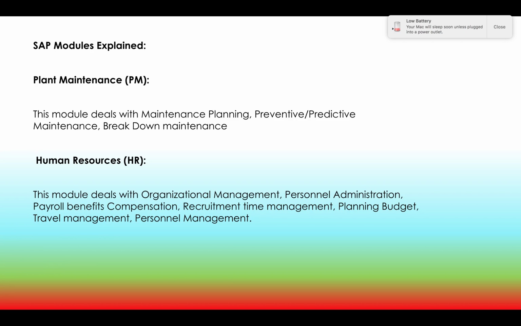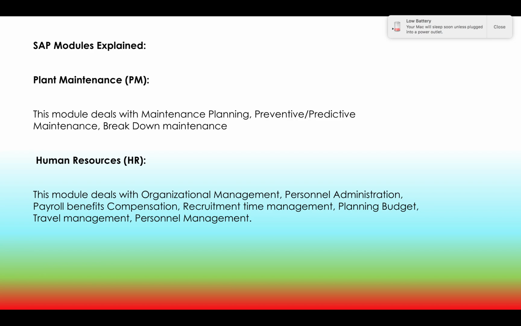Okay, now going to plant maintenance. This plant maintenance is used by only manufacturing companies. Some service companies don't require plant maintenance. This module deals with maintenance planning, preventive, predictive maintenance, and breakdown maintenance. This maintenance is required to avoid any sudden stops in the manufacturing process.